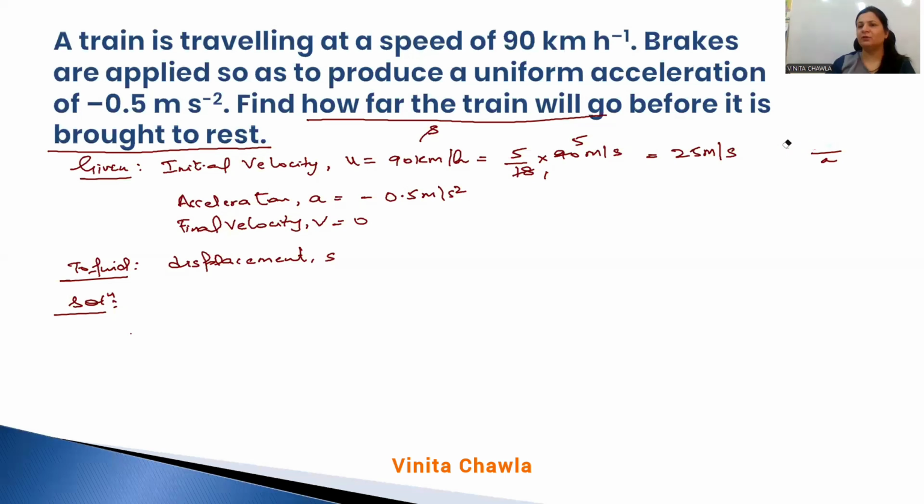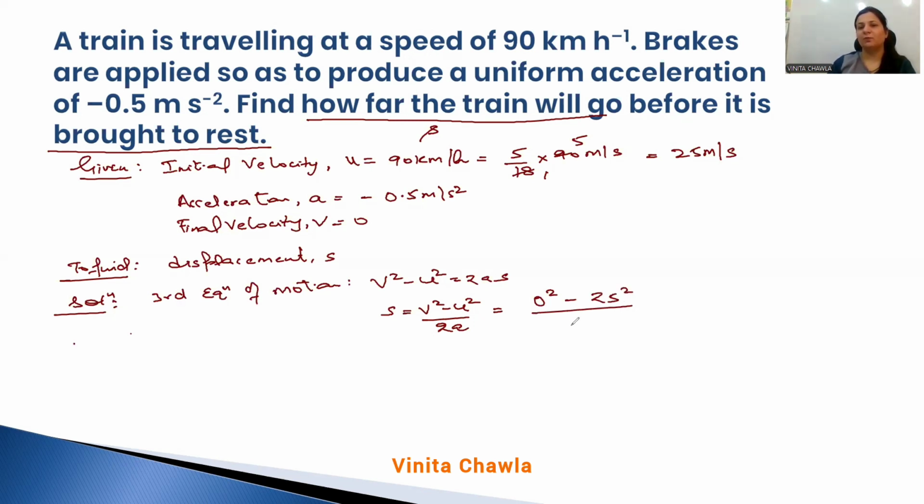Is there any equation, direct equation which can be used here? Tell me. Third equation, yes. So let's use third equation. Third equation of motion is v square minus u square is equal to 2as. S is equal to v square minus u square upon 2a. Now put the values here. V is 0, 0 square minus u is 25, 25 square upon 2 into minus 0.5.